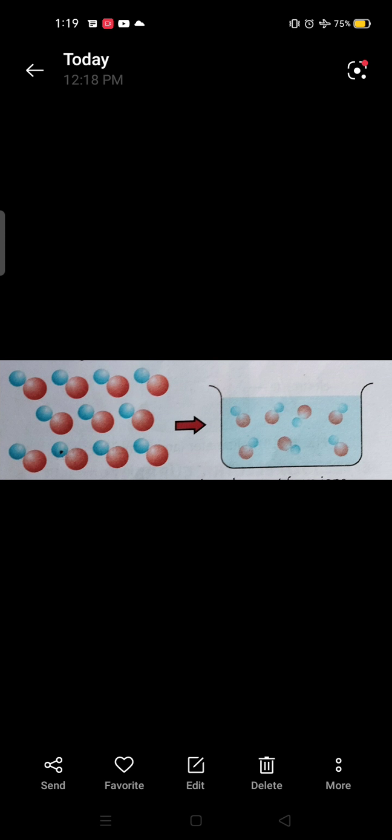Next is non-electrolytes. The non-electrolytes are the chemical compounds which do not conduct electricity when dissolved in water. Means the liquids which do not allow electricity to pass are non-electrolytes.